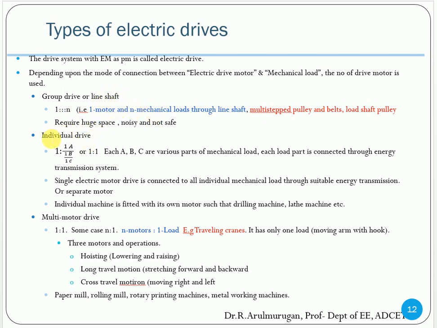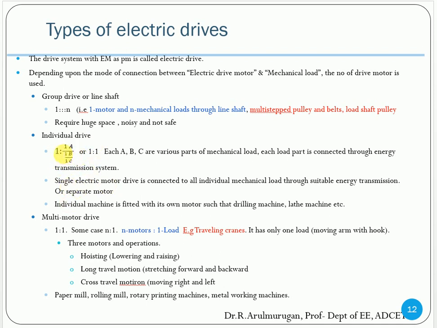Then the second one is the individual drive. Individual means 1 to 1: 1 load, 1 motor. For example, I have only 1 motor, and I have load A, load B, and load C. Then you can use a changeover: 1 is to A, or 1 is to B, or 1 is to C. So you can use a changeover.